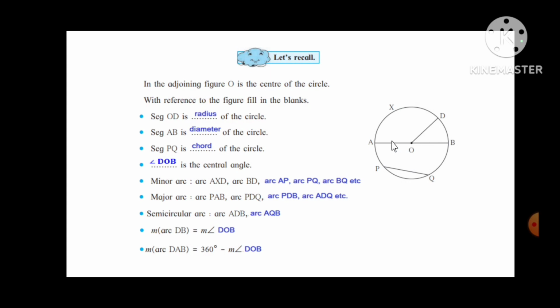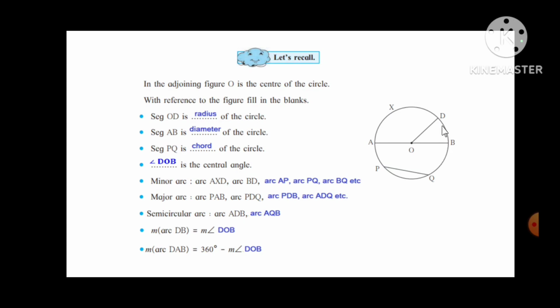Arc ADQ. This is the major arc. Semicircle: this arc ADB, this half part indicates the semicircle. And one more, arc AQB or APB.